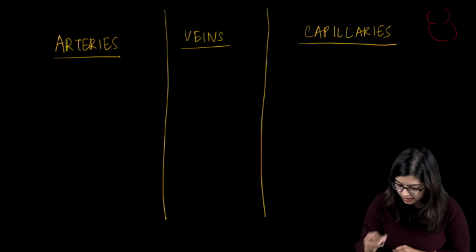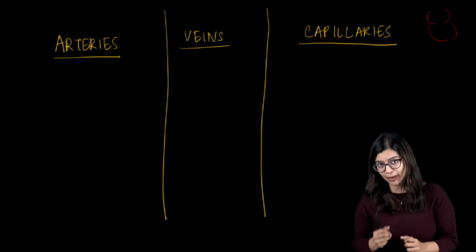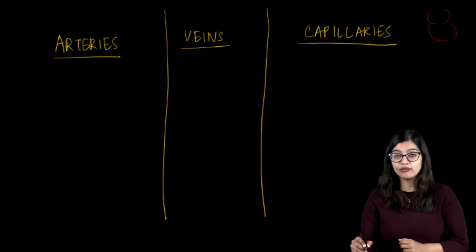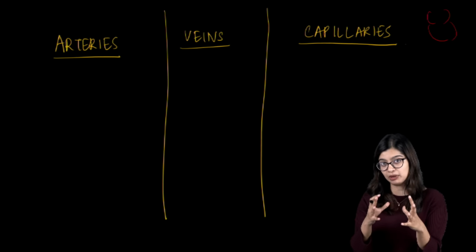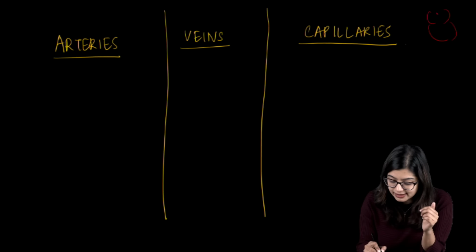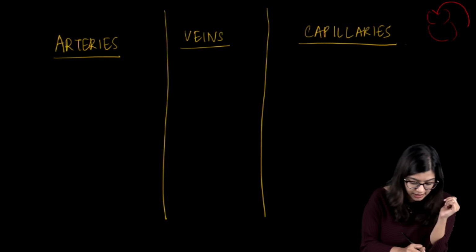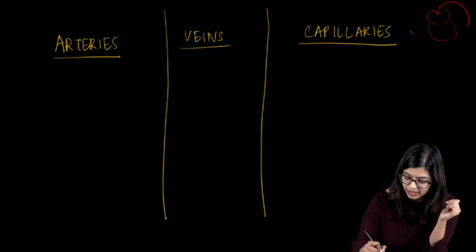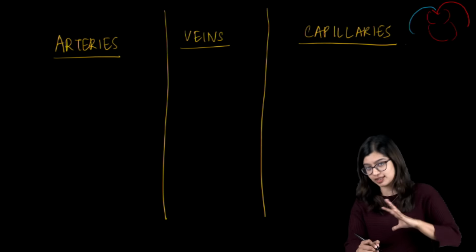So, if this were the heart, we see that the heart is the pump. Blood is constantly moving around because the heart is pumping the blood. So, we see that there are blood vessels which take the blood away from the heart, and there are some blood vessels which bring blood towards the heart.